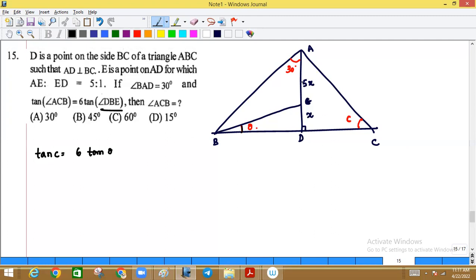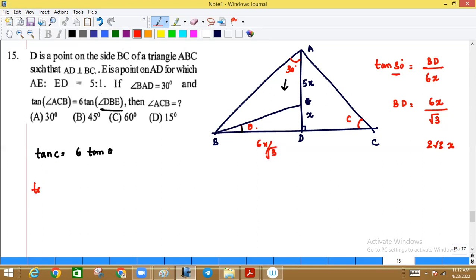Now you tell me, what is tan 30 in this triangle? Tan theta is opposite by adjacent, 6x. So tan 30 is 1 by root 3. So you can say DB is equal to what? 6x by root 3. Now tan theta is actually what? Or else you can take it as 6x by root 3 only.